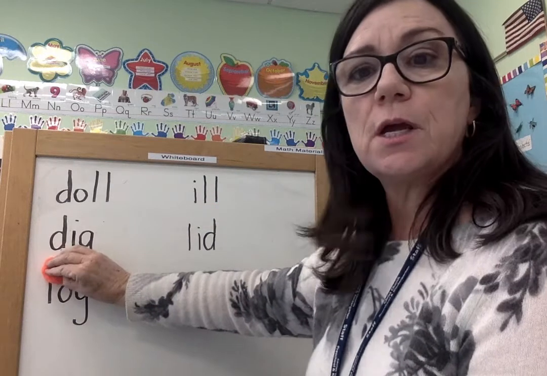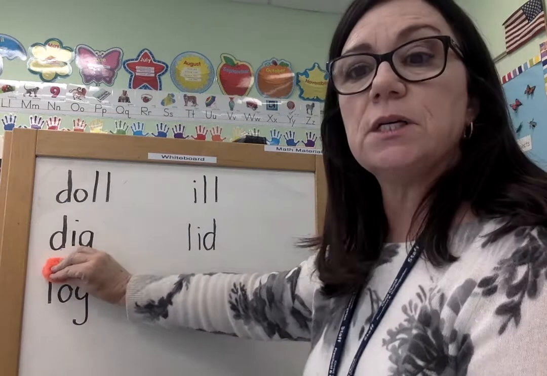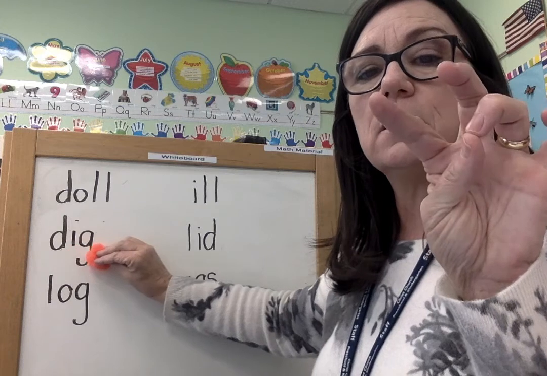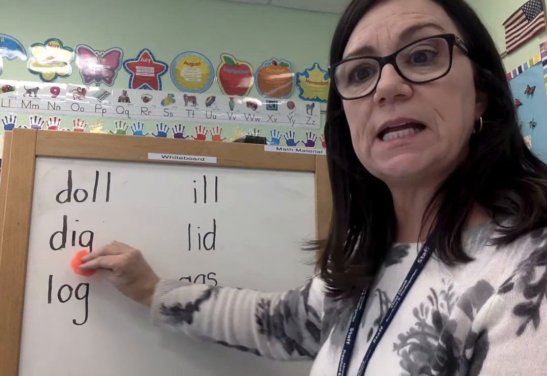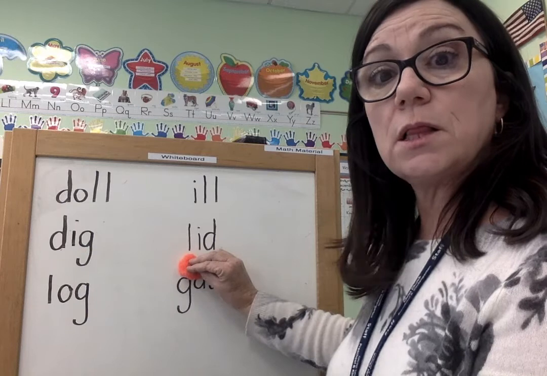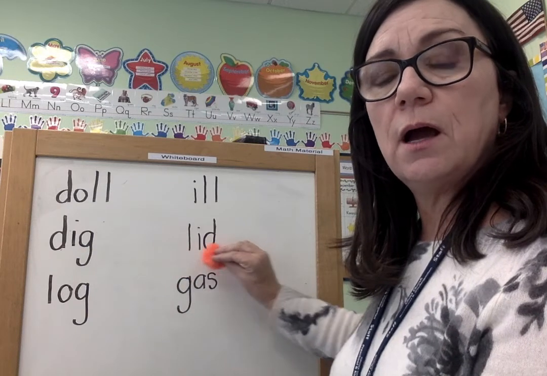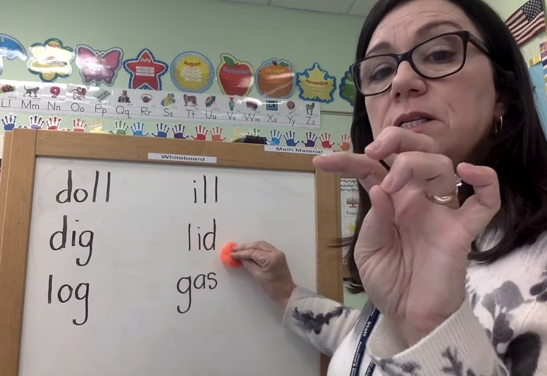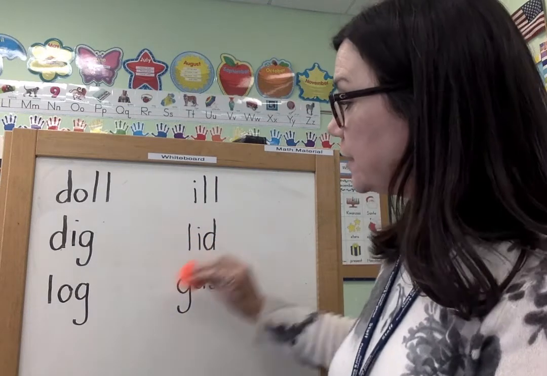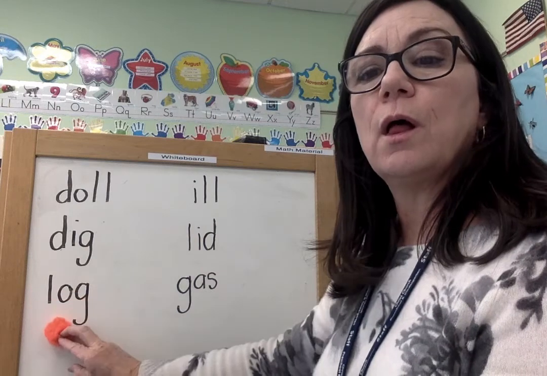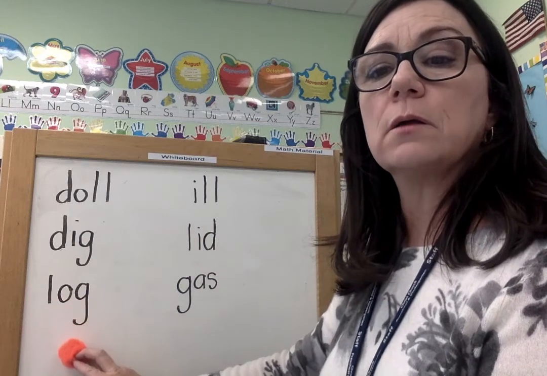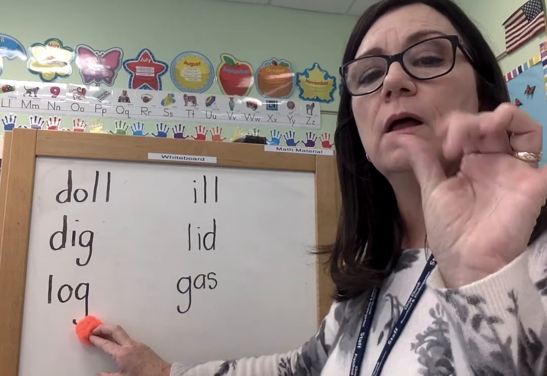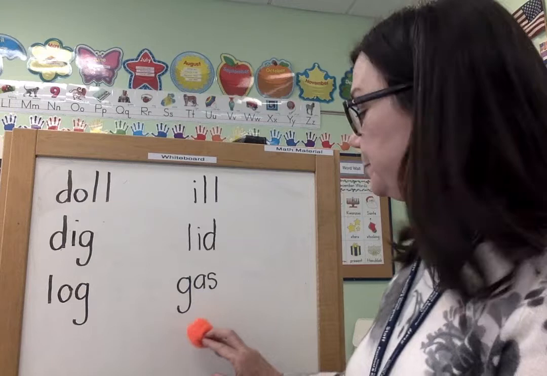All right, let's move down to the next row. D, i, g. Dig, dig, dig. L, i, d. Lid, lid, lid. Last row. L, o, g. Log, log, log.